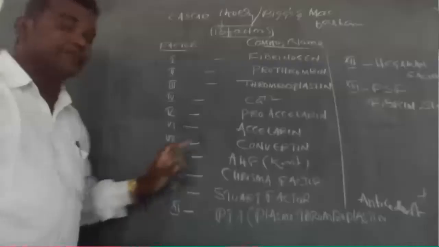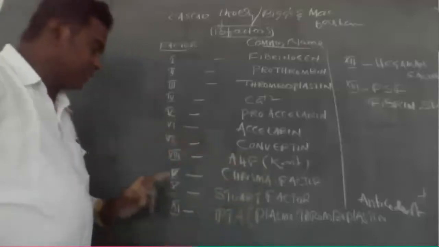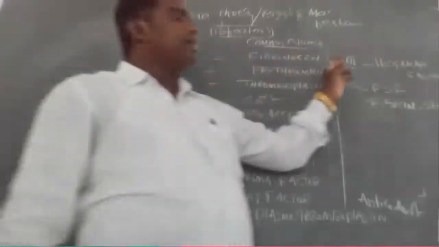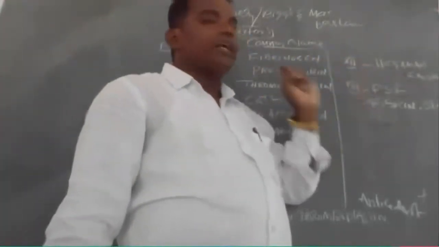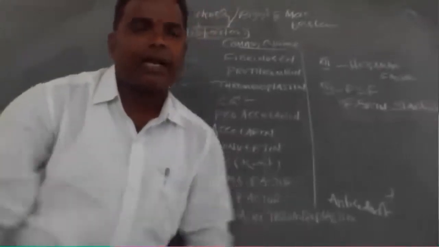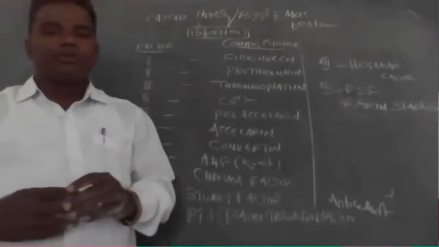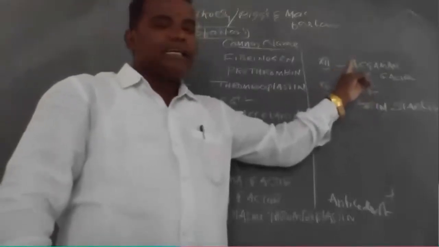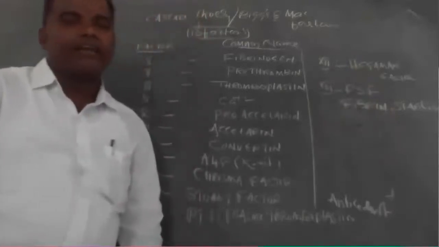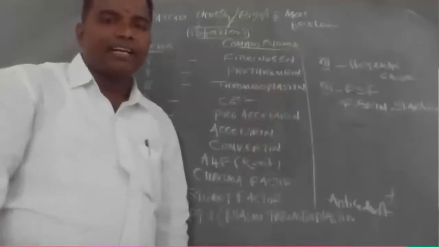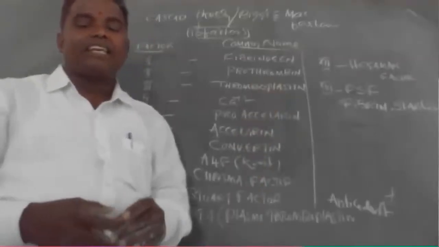Ninth one, Christmas factor. 10th one, Stewart factor. 11th one, PTA, plasma thromboplastin antecedent. And 12th one, Hageman factor. And 13th one, fibrin stabilizing factor. Remember one thing, the 12th is Hageman factor, and the 13th one is fibrin stabilizing factor. So, these are the factors involved.